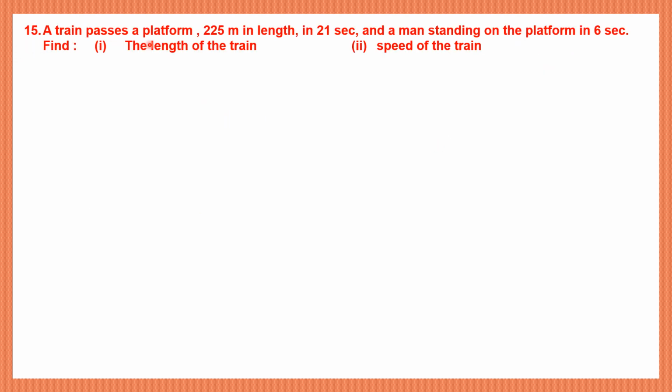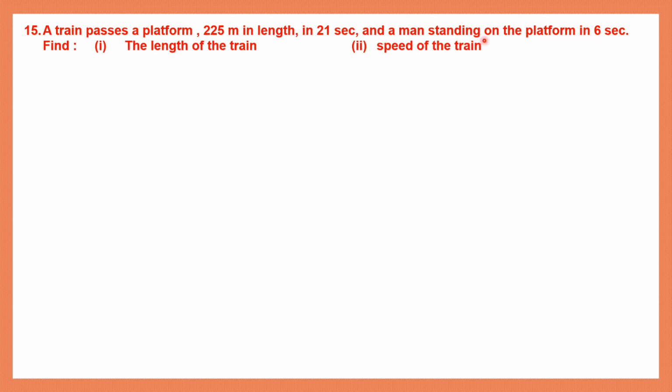Question 15. A train passes a platform 225 meters in length in 21 seconds, and a man standing on the platform in 6 seconds. Find the length of the train and the speed of the train. So it's a very similar question to the previous one. There also the train passed the platform and there the train passed a pole. But here we are talking about a man standing, so that means a stationary man.